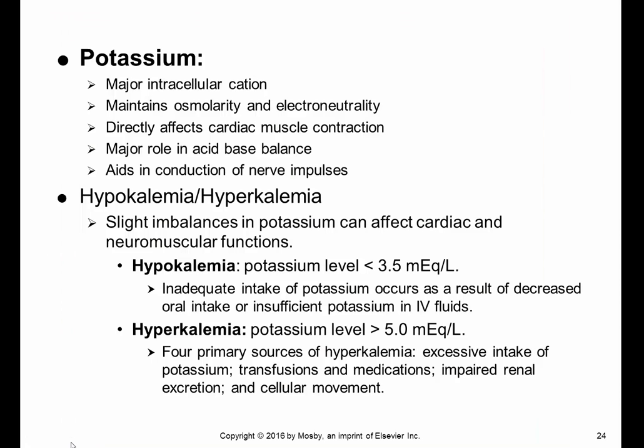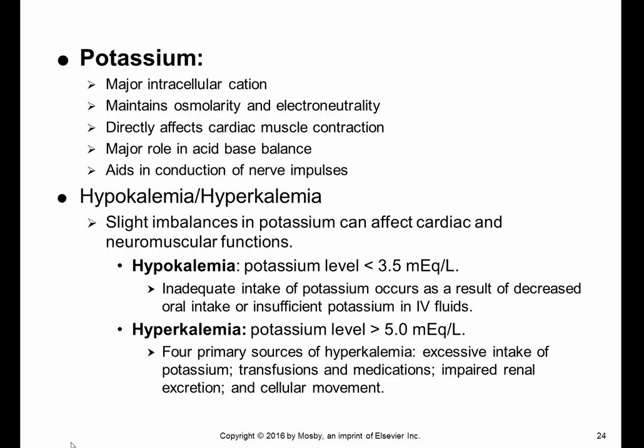We know that potassium works inside the cell. It helps maintain osmolarity and electroneutrality. It has a direct effect on our cardiac muscle. It does have a role in acid-base balance, and it helps with conduction of nerve impulses. So we can have either hypo- or hyperkalemia. Slight imbalances in either direction can affect the cardiac and neuromuscular functions.